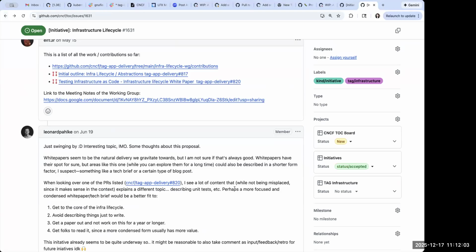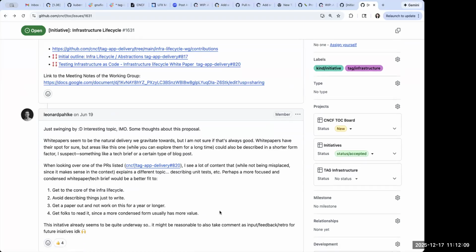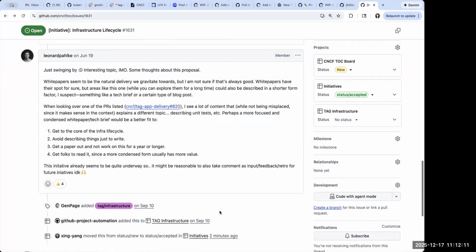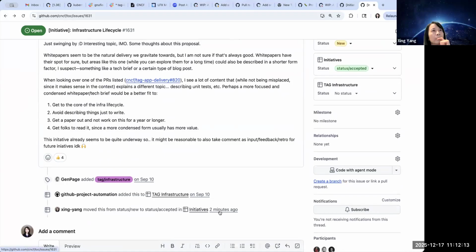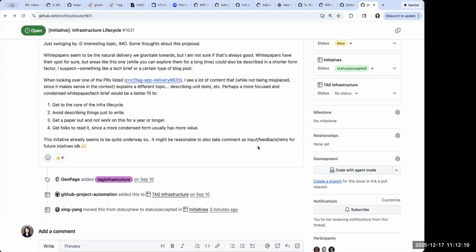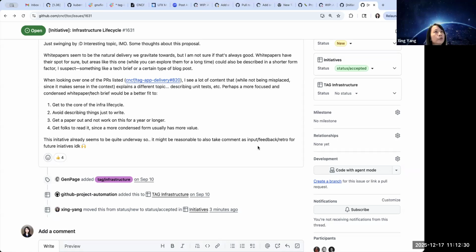Yeah, but instead, I think this would be converted into multiple blog posts, but targeting specific topics regarding infrastructure lifecycle. Sure, that makes sense. Yeah, it's easier for folks to read. Yeah, that's a good point. Exactly, it's easier to read, would be reviewed quickly, and it will target a specific topic and the audience, of course.